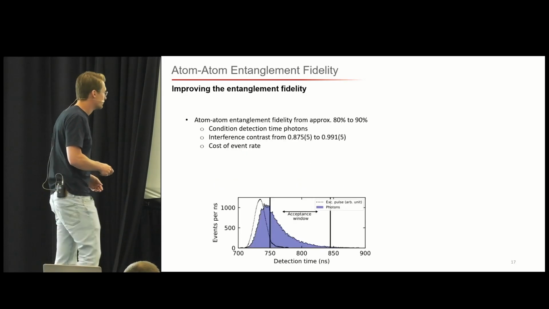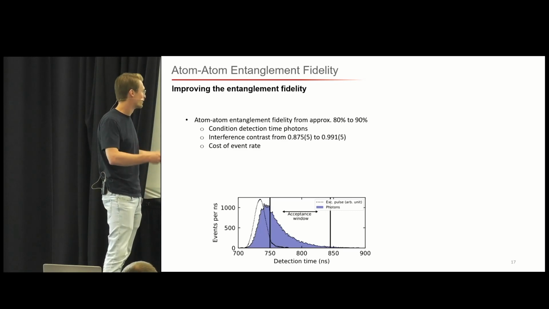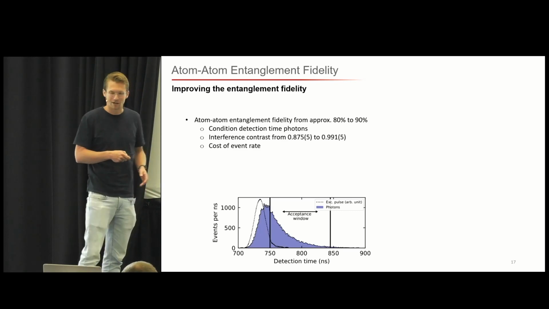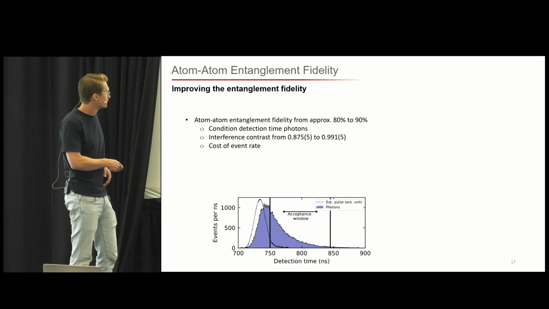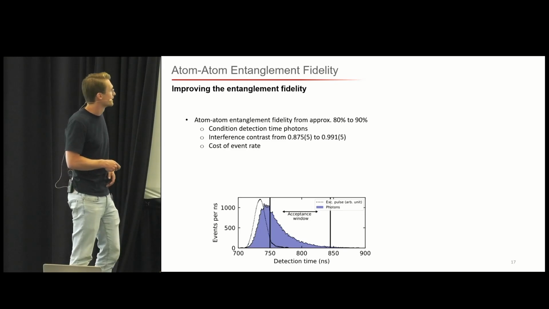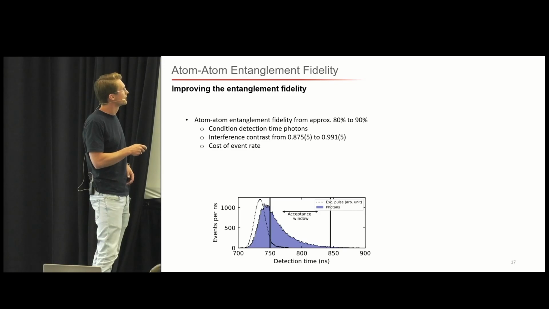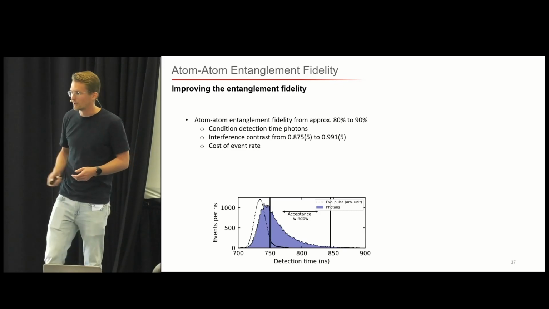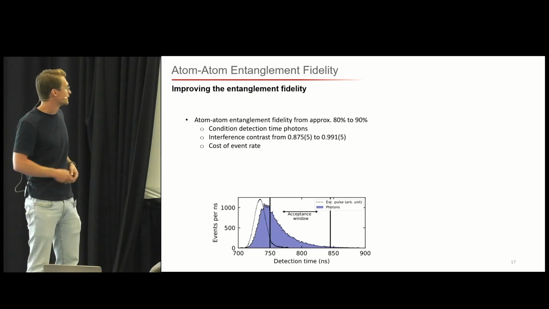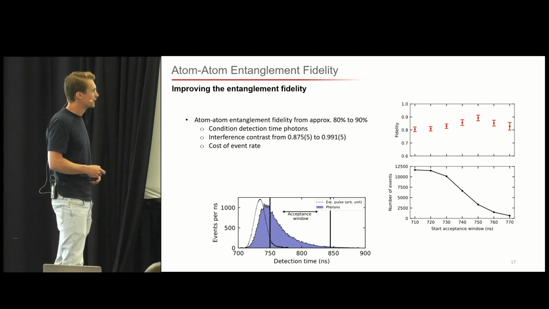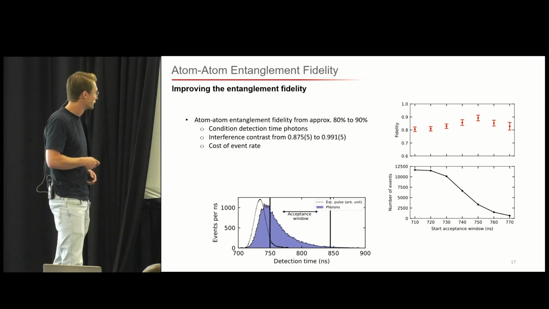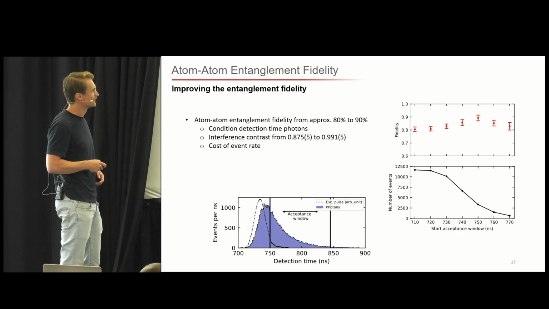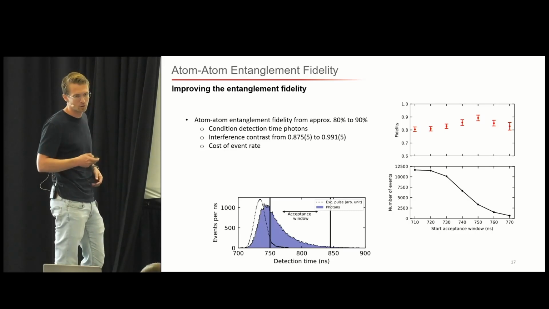So what we did is we took a brute force approach here, and it's a bit counterintuitive, but we said we do not accept photons that are emitted in the beginning. We set an acceptance window, and by setting this acceptance window, we could increase the interference contrast from 88% to almost 99%, and this increased the fidelity of the obtained atom-atom state from 80% to 90%. If you now look here, by changing the start of the acceptance window, moving the start value here, you see that the number of events we get goes down. However, we increase the fidelity of the obtained atom-atom state.